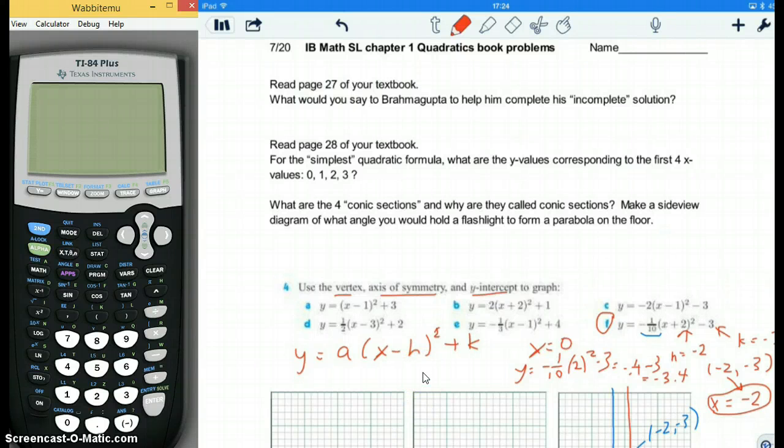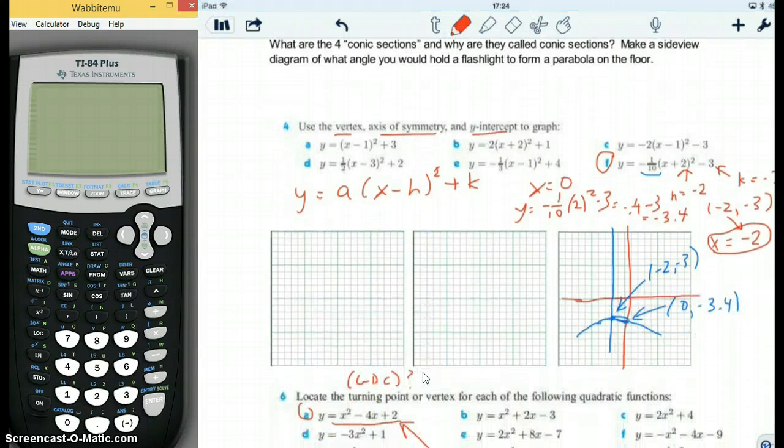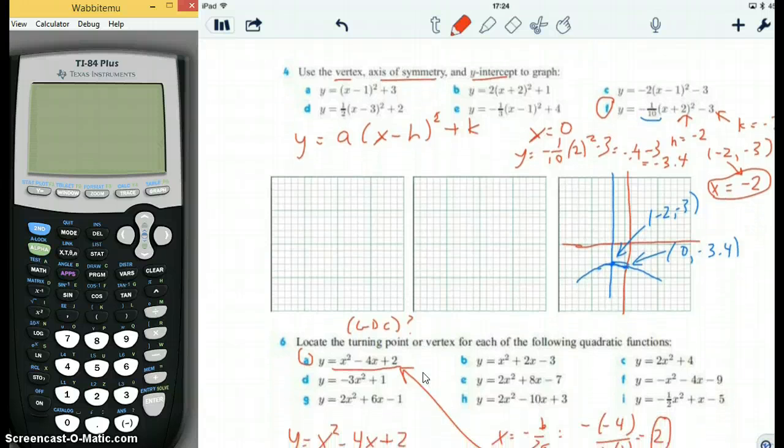Quadratics, page 7. We're going to do number 4F. Here we have a quadratic equation which is in the vertex form. And since it's in the vertex form, what they're asking us to do is not so hard. Use the vertex, axis of symmetry and y-intercept to graph.